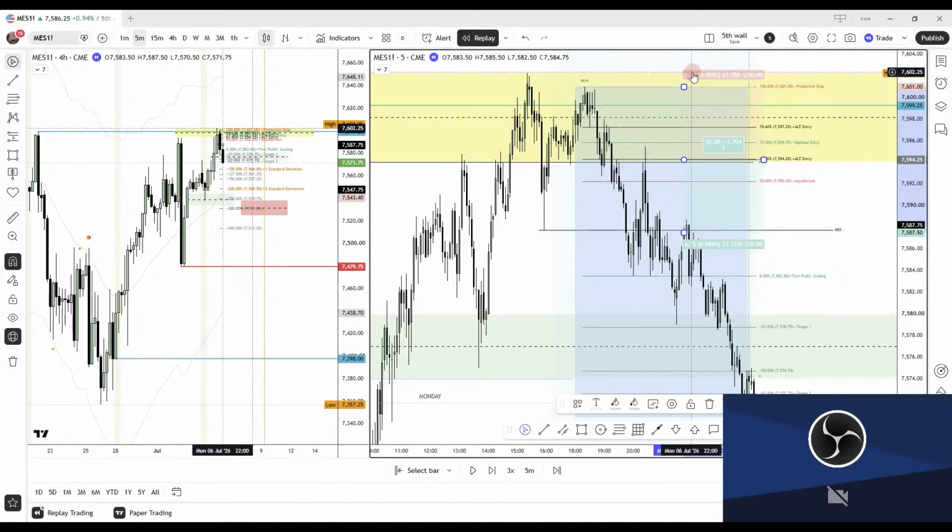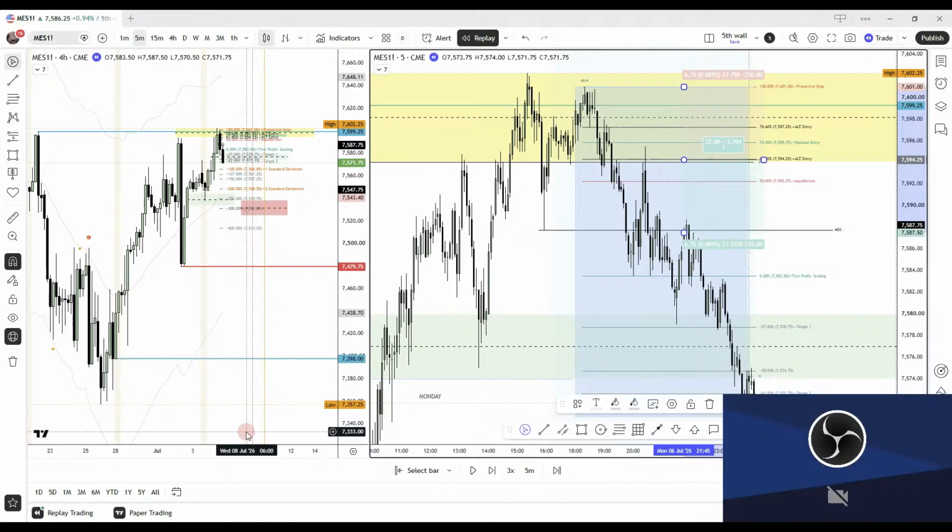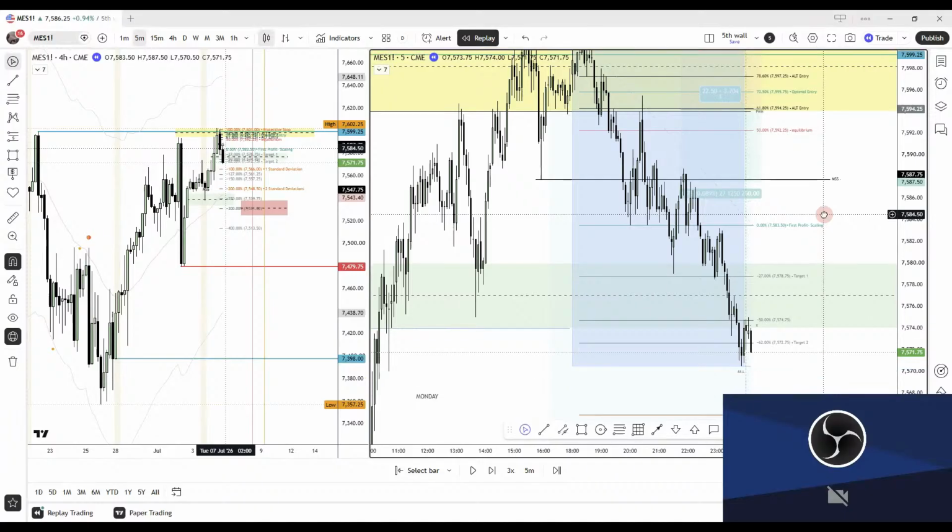6.75, almost 7 points. This is the MES. So every point is worth $5, right? So 5 times 7 is 35. So you're risking like, per one contract, $35 risk, right? And you get 35 here, right? So 35, 70. And that's per one contract.